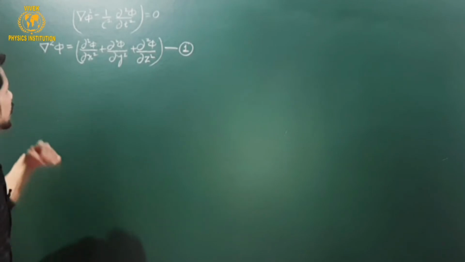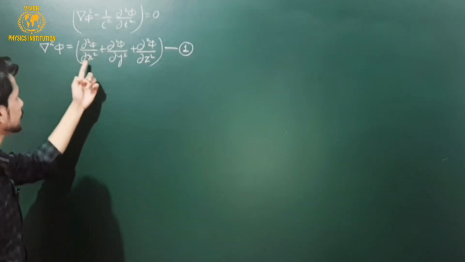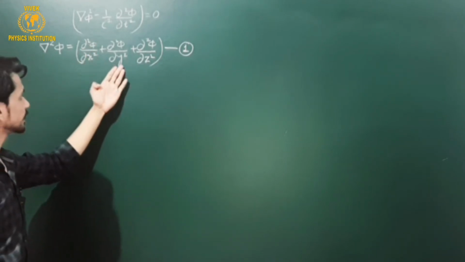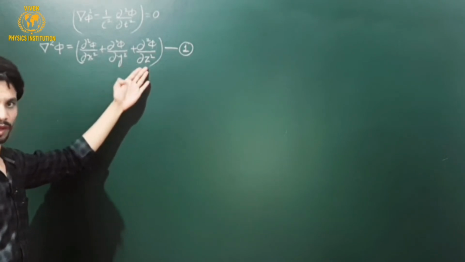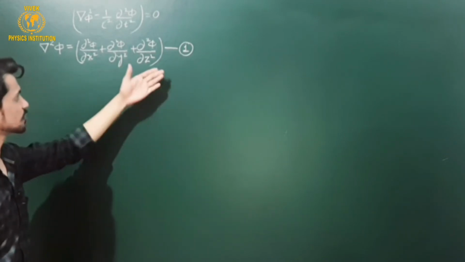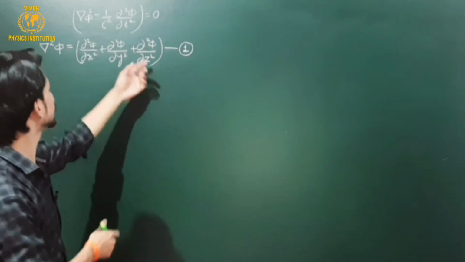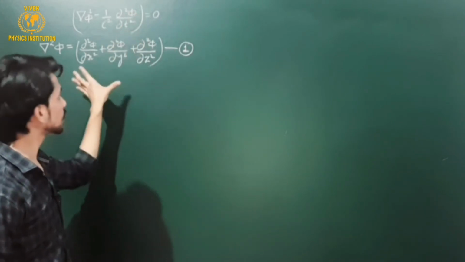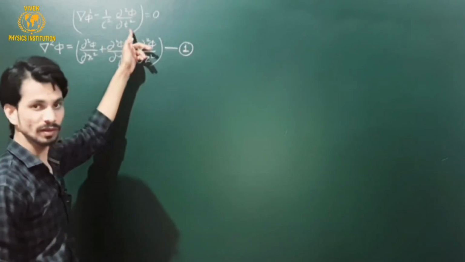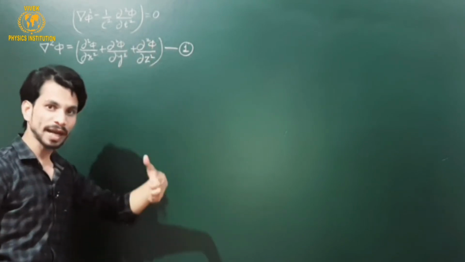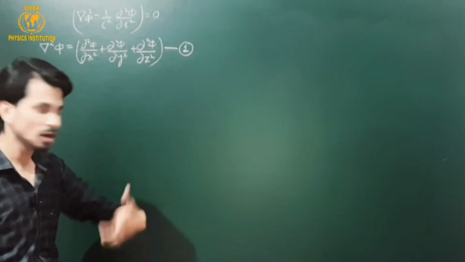Now I will find the value of del square phi over del x square and the other two factors, and I will put all three values in equation number 1. Again I will find the value of del square phi over del t square. All of these values will be found using the Lorentz transformation.